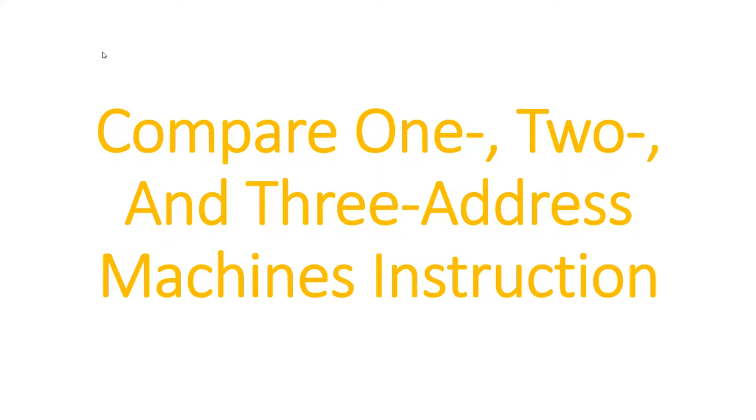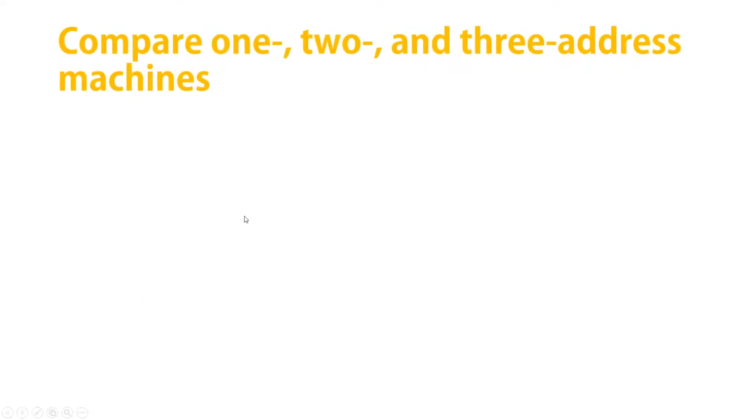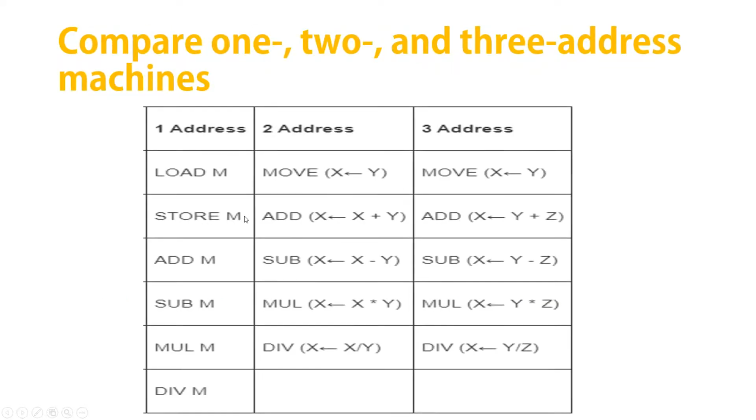Hey guys, in this video, we will compare and discuss the difference between 1, 2, and 3 address machine instruction. At first, let's see some examples of address machine instructions in different formats. In 3 address machine, we could imply the instruction using 3 memory locations or 3 registers.